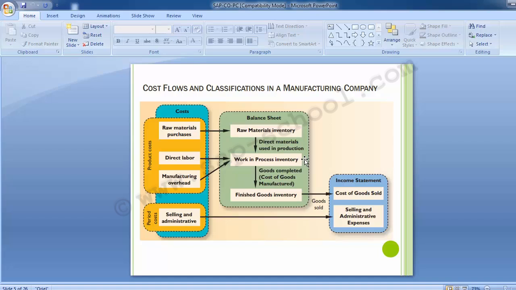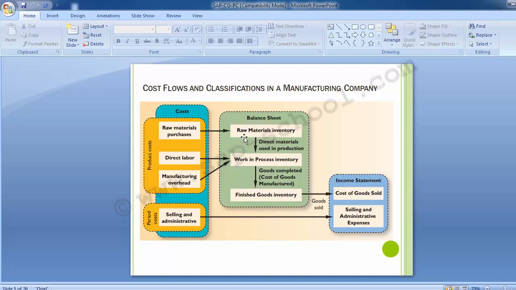The work in progress can be viewed most simply as the products on an assembly line. The direct material, direct labor and manufacturing overhead cost added to the work in progress are the costs needed to complete this product as they move along the assembly line. Notice from the exhibit that when the goods are completed, their costs are transferred from the work in progress inventory to the finished goods inventory.